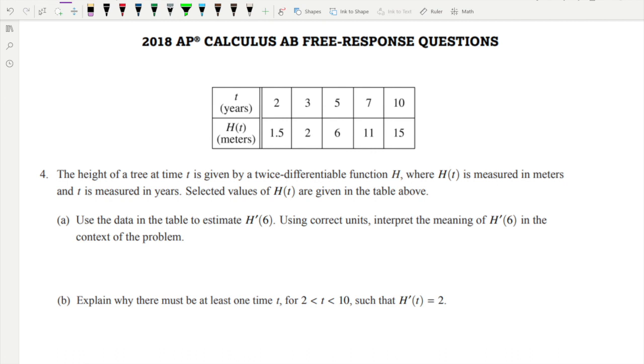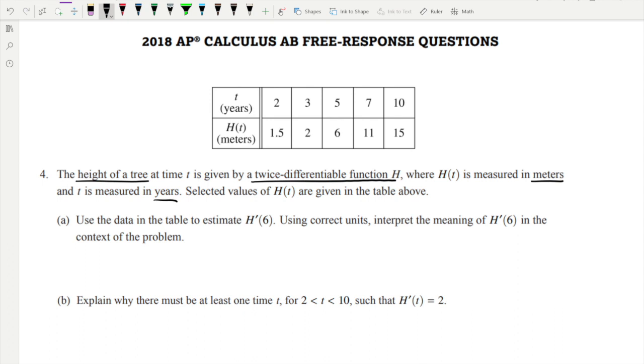Number 4 says, the height of a tree at time t is given by a twice differentiable function h, where h of t is measured in meters and t is measured in years. Selected values of h of t are given in the table above. Notice they're not giving us the actual equation for h of t, but they do tell us that the function h is twice differentiable, meaning it has a first derivative and a second derivative, so that might be important in the problem. And they're only giving us some particular values of the function in this table.